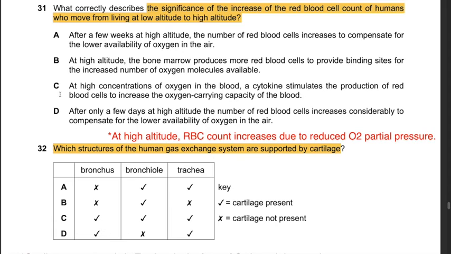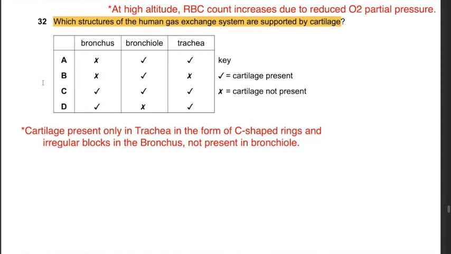Question 31. What correctly describes the significance of the increase of red blood cell count of humans who move from living at low altitude to high altitude? When moving from low altitude to high altitude, the partial pressure of oxygen decreases. When the partial pressure of oxygen decreases, the RBC count, known as the red blood cell count, increases to compensate for the reduced oxygen. Therefore, the answer is A. After a few weeks at high altitude, the number of red blood cells increases to compensate for the lower availability of oxygen, in other words, the lower partial pressure of oxygen. Therefore, the answer is A.